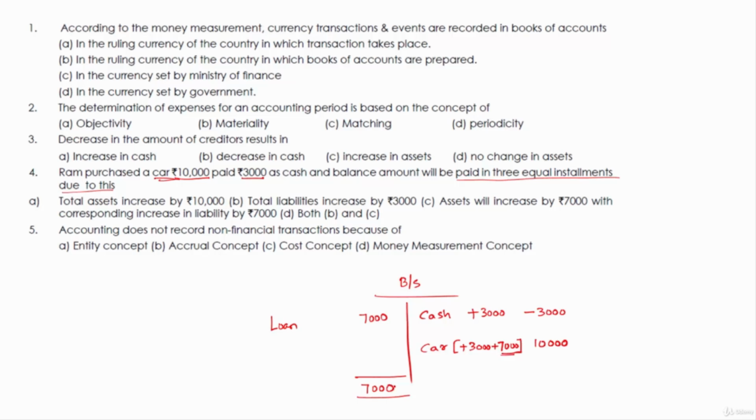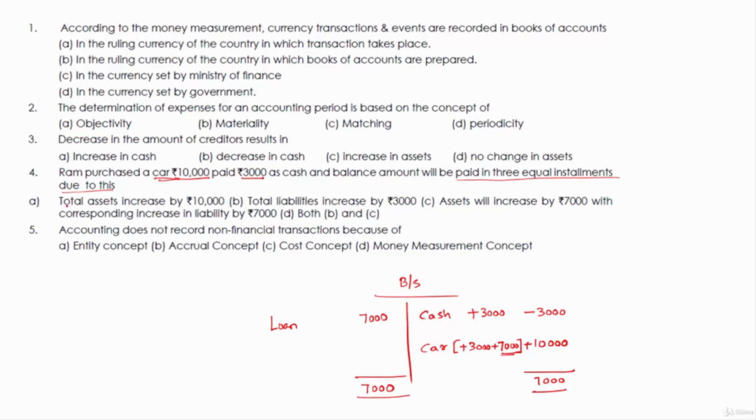So now look at the impact. Liability increased by 7,000. Earlier the asset was only cash 3,000, but that got reduced. But on the other side, the car value increased. So the asset also increased by 7,000. Correct? Because earlier it was 3,000, now it has become 10,000. So there is an increase of 7,000.